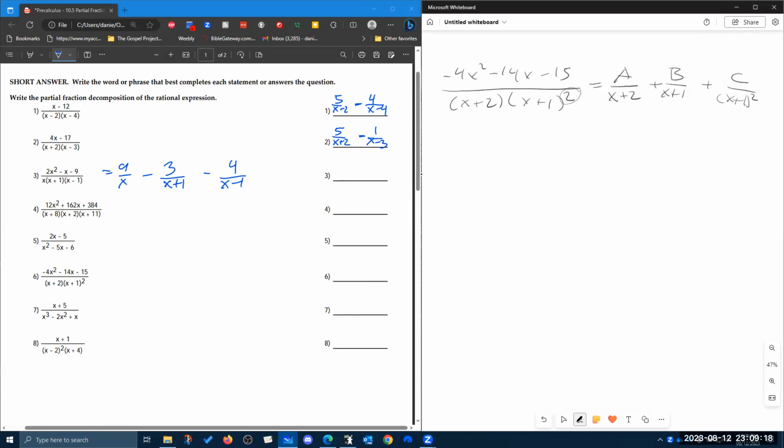So my common denominator is right here, and I'm going to have A times x plus 1 squared plus B times x plus 2 times x plus 1 plus C times x plus 2 needs to be equal to negative 4x squared minus 14x minus 15. And because of this, it's not so easy to use the second technique. It's just easier to compare coefficients.